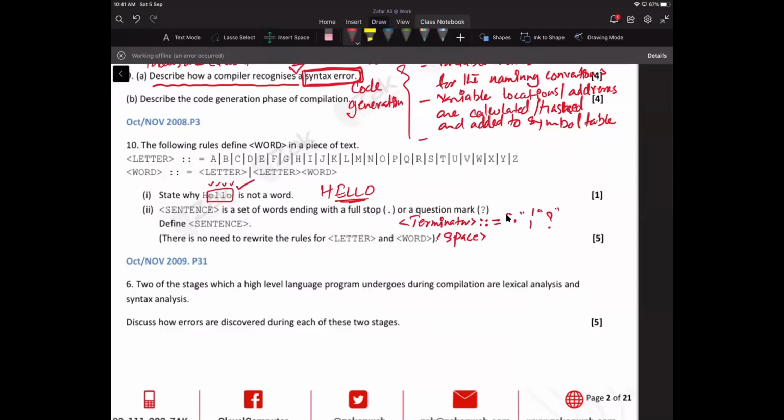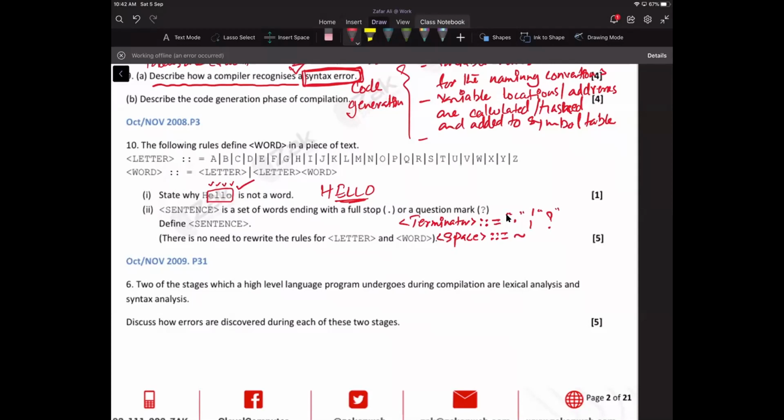So space is defined as what? Let's call it, just give it any shape. Let's make it tilde. So this is a space. All right, so space is defined as this, tilde. Okay, then let's define the combination of space and a word. Combination of word and space.